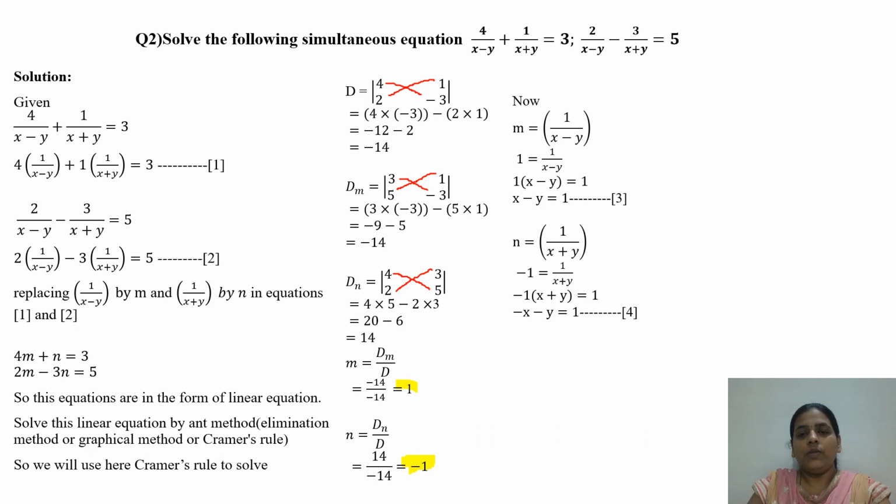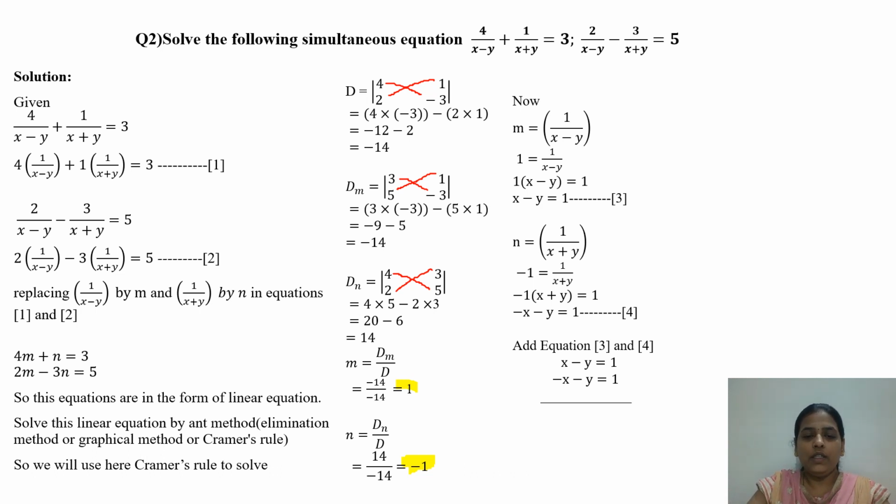So just observe here equation number 3 and equation number 4. When we add these two equations, the variable x is cancelled out. Okay, so next step is to add equation number 3 and equation number 4. So arrange this. Equation number 3 is x minus y is equal to 1, and equation number 4, that is minus x minus y is equal to 1.